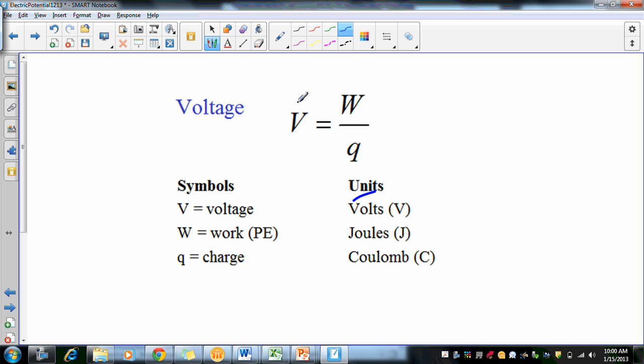So what this tells us is that the amount of electric potential is equal to the amount of work or potential energy a charge has per coulomb of that charge. So the amount of energy per charge.